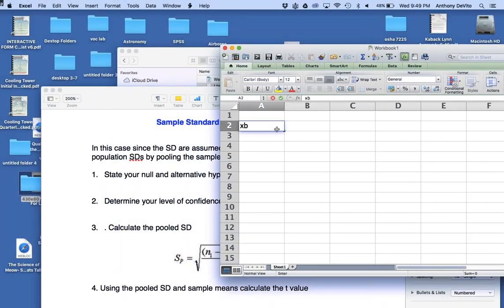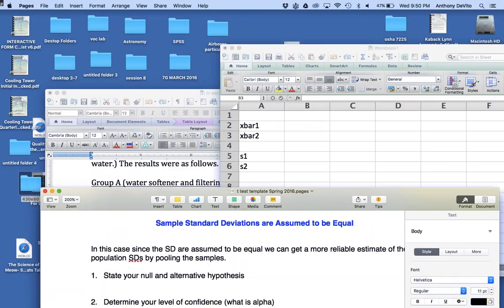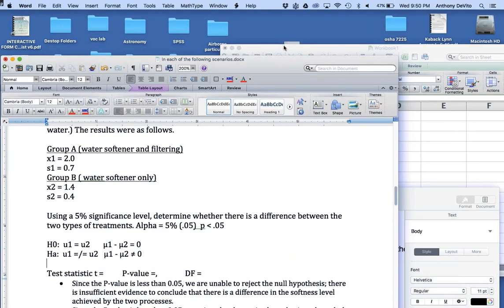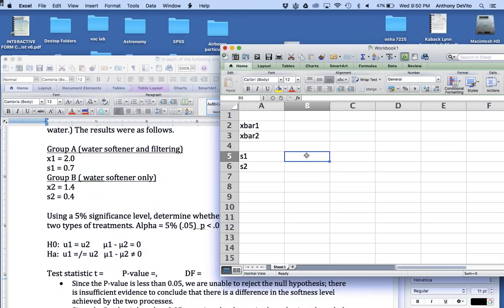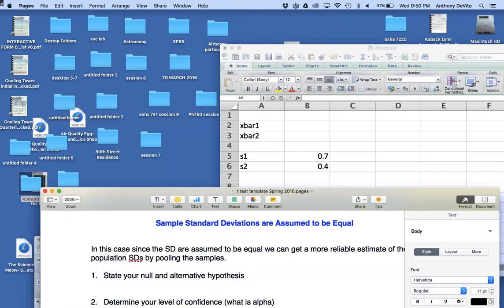First, I'm going to type x bar 1, x bar 2. Then I'm going to say standard deviation 1 and standard deviation 2. Let me find the values again. Here we go. Standard deviation 1 was 0.7. Standard deviation 2 was 0.4. Now I want to calculate my pooled standard deviation. How do I calculate my pooled standard deviation? And if we have that, I can get this out of the way, and we can go look at this.